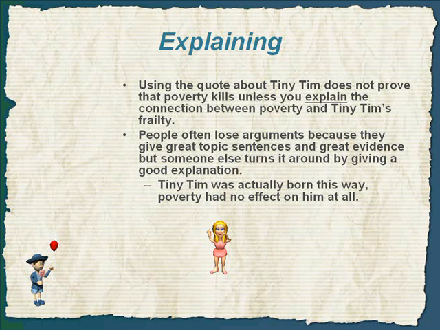Or you could argue that poverty has a direct effect on Tiny Tim. That is because he does not have enough to eat that he is so frail, and because he will not have enough to eat in the future, this could possibly kill him. As you can see, what seems obvious evidence can actually be turned around by someone who argues well.